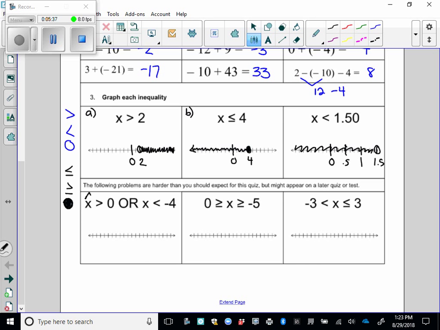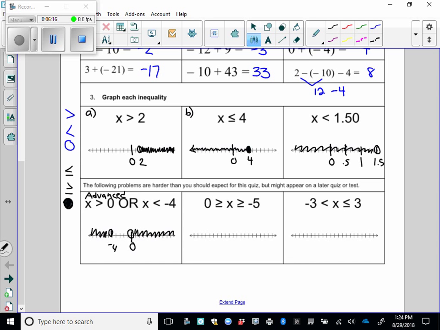So this is kind of advanced here, focusing only on kids that are really feeling confident. It's 2 parts. So x is bigger than 0, which would be everything to the right, or x is less than -4. So here's -4, that would be everything to the left. Both open circles.